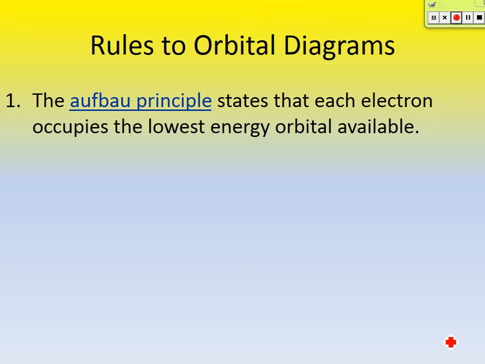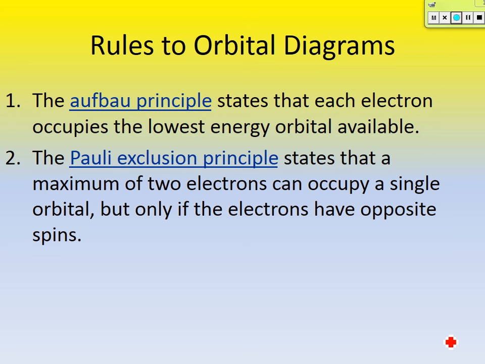Okay, let's review the rules for orbital diagrams. We kind of talked about this when we talked about electron configuration. But there's the Aufbau principle, which states that each electron occupies the lowest energy orbital available. You don't have to write this in your notes, but let's just review it. Then there's the Pauli exclusion principle, which states that a maximum of 2 electrons can occupy a single orbital, but only if the electrons have opposite spins. We'll show you how to show that the electrons have opposite spins here in a second.